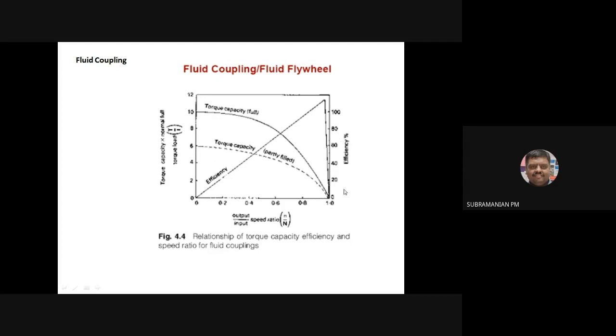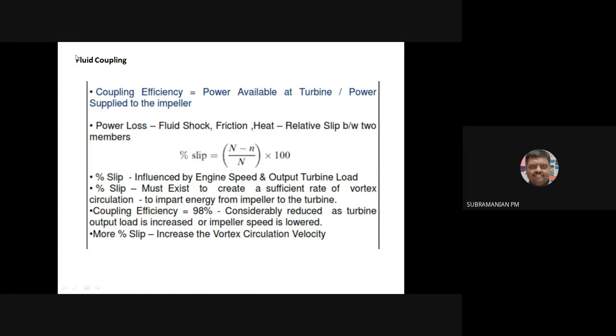And you have to draw this curve, that is, the relationship of torque capacity, efficiency and speed ratio for fluid coupling. Whenever any question is asked, explain the performance characteristics of fluid coupling, you should be able to draw this, and explain whatever I have discussed, the same thing only.